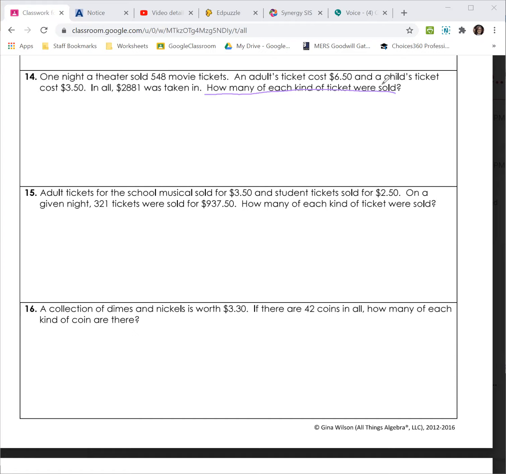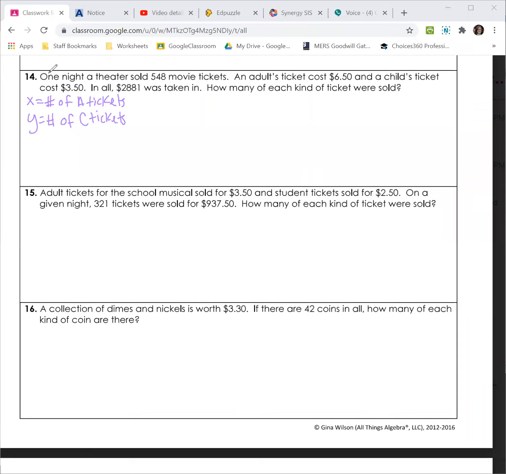So, I want to know how many of each ticket were sold. So, let's let X be the number of what kind of tickets do I have? I have adult tickets. I'm going to just label them A tickets. And Y equal the number of child tickets. I'm just going to abbreviate. Okay. So I defined my variables. Now let's look for clues.